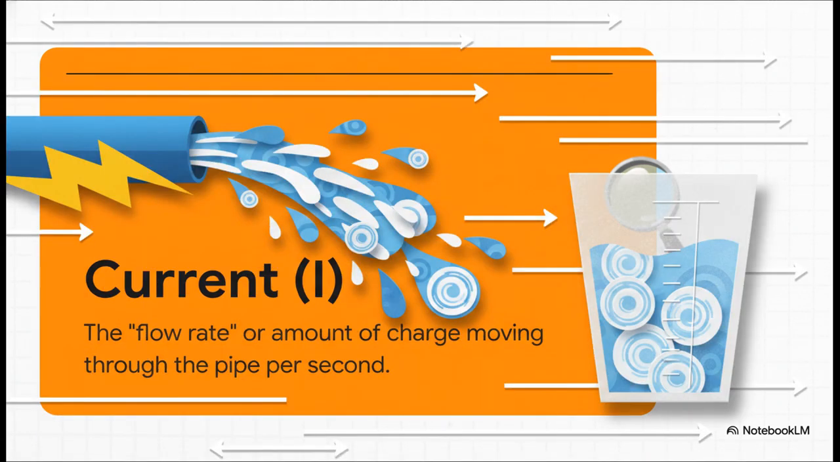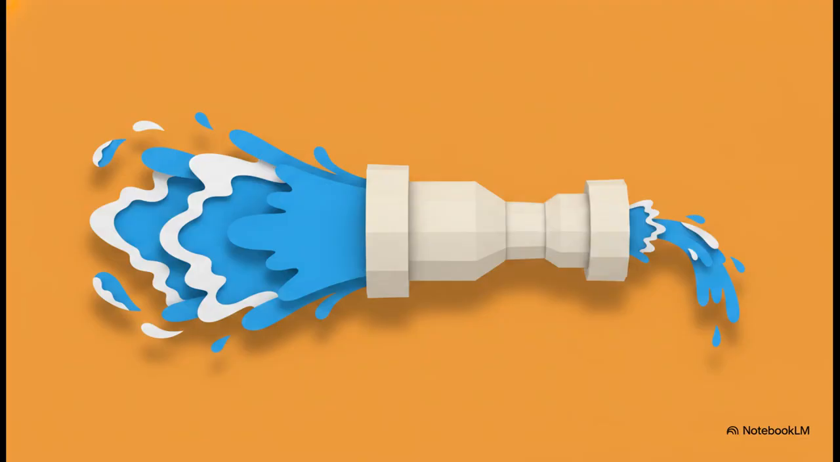So if voltage is the push, then current is the actual flow. It's not the pressure itself. It's about how much water or charge is actually moving past a point every single second. More flow means you've got more current. Simple as that. Okay, let's throw our first component into the mix, the resistor.